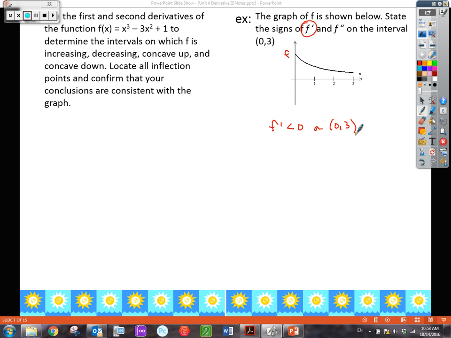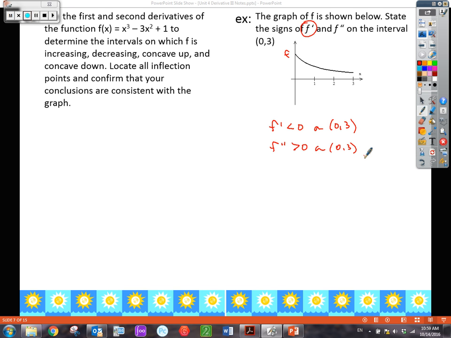Okay, so this is a position. How do we read concavity off of position? We look at its curvature. So this is concave up, it's curved up, so therefore our second derivative has to be positive. So f double prime has to be greater than 0 on 0 to 3.